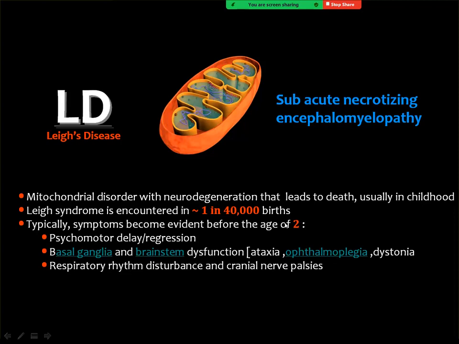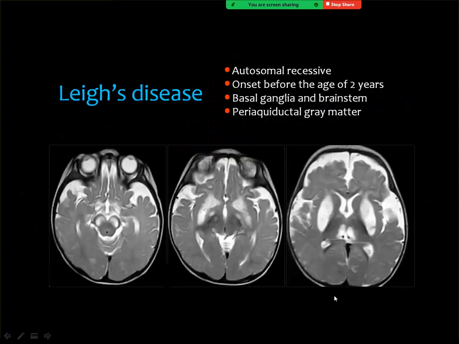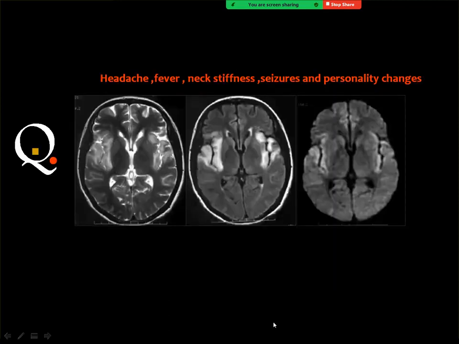This is the incidence, and the typical symptoms appear at the age of 2 years by psychomotor delay or regression, basal ganglia or brainstem dysfunction, resulting in ataxia, ophthalmoplegia, and dystonia. The MRI will show changes in the basal ganglia as well as in the periaqueductal gray matter. Then this is almost a classic appearance of Leigh's disease.